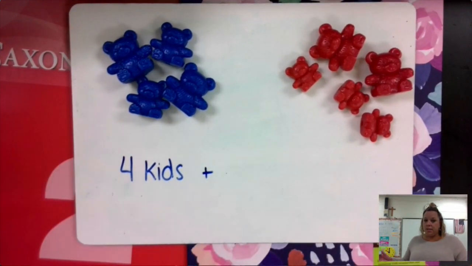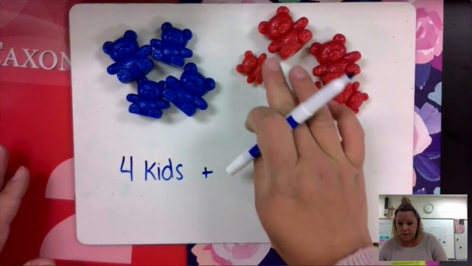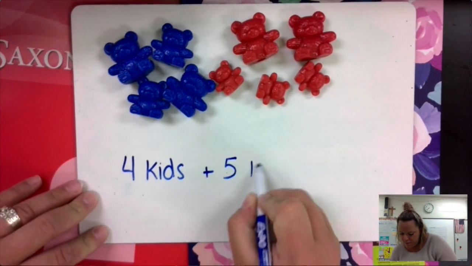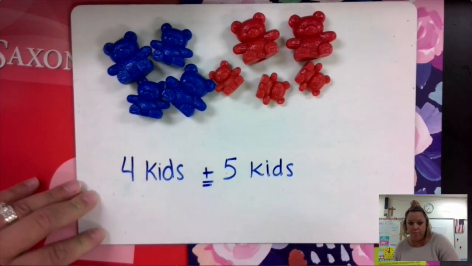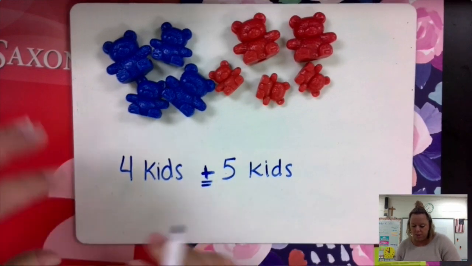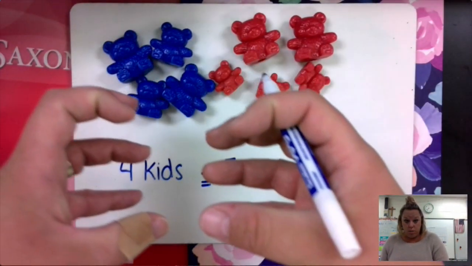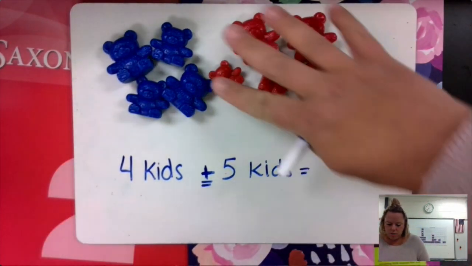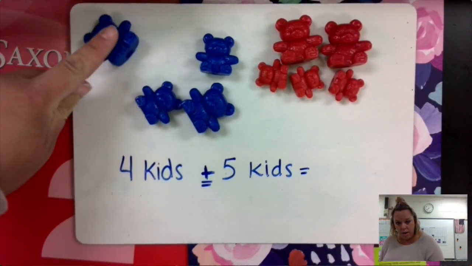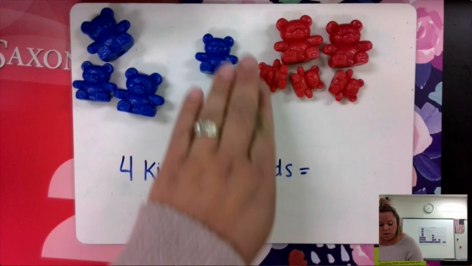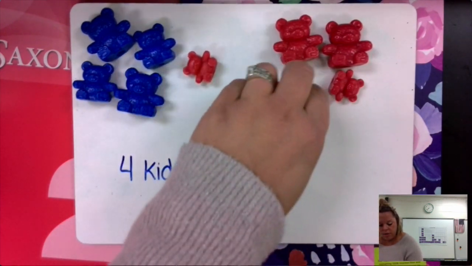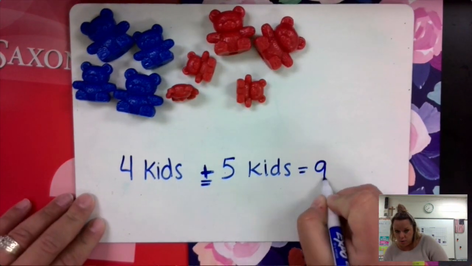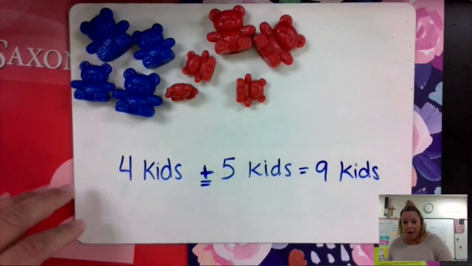Then what happened? We got more kids. We have to add more kids to the pool. And how many more kids? 1, 2, 3, 4, 5. We added 5 more kids. This is our adding sign. Remember, it means you're going to take what you have, you're going to put more to it, and you want to find out what your total number is now. So 4 kids plus 5 kids. How many total kids do we have at our pool party now? Let's count them. 1, 2, 3, 4, 5, 6, 7, 8, 9. So we would have a total of 9 kids at the pool party.